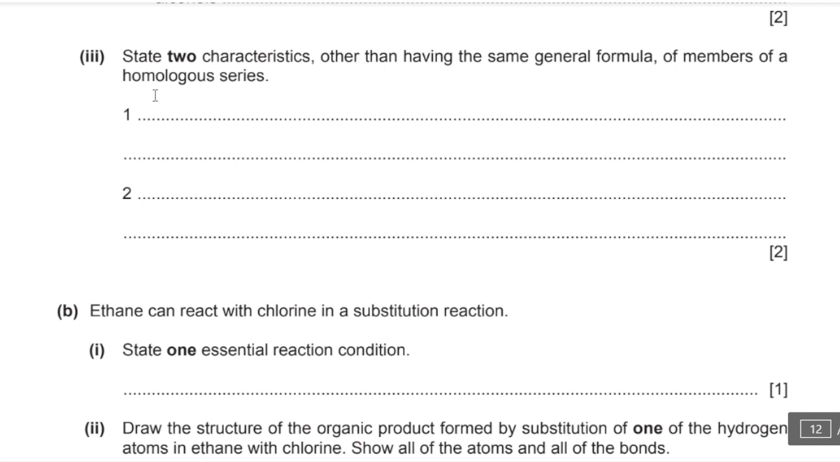3. State two characteristics other than having the same general formula of members of a homologous series. So they have the same functional group, and they also have trends in their physical properties.